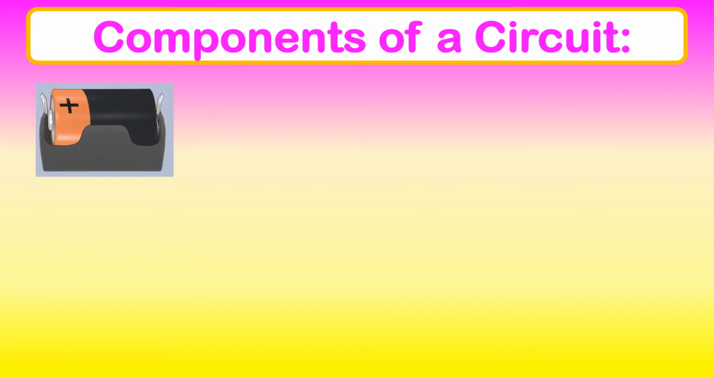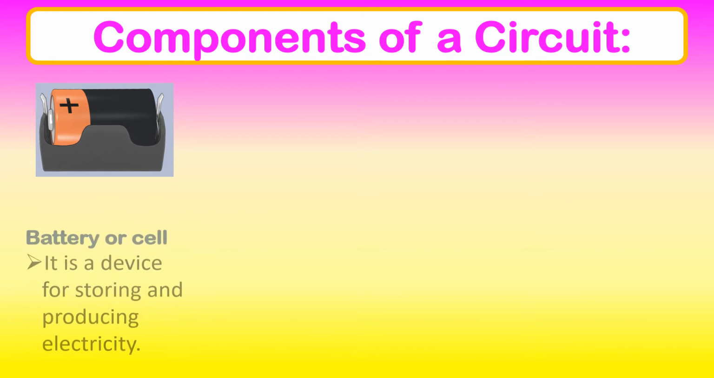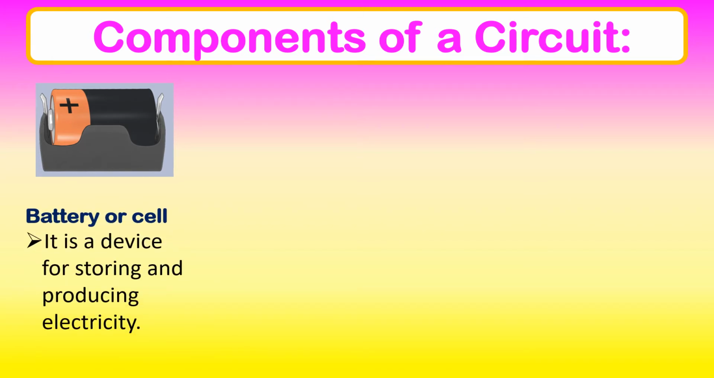First, the battery. A battery or cell is a device for storing and producing electricity. Batteries give electric power to flashlights, radios, cell phones, handheld games, and many other types of equipment. A battery is a sort of container that stores energy until it is needed. Chemicals inside the battery store the energy. When the battery is used, the chemical energy changes into electric energy.